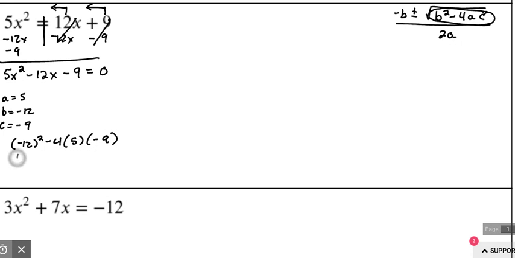Let's do the math. Negative 12 squared is 144. We have negative 4 times 5 times negative 9, I get positive 180. Add 144, and I get 324. The important thing to see here is I, again, have a positive discriminant, so I need to continue the problem. I'm going to have two solutions.